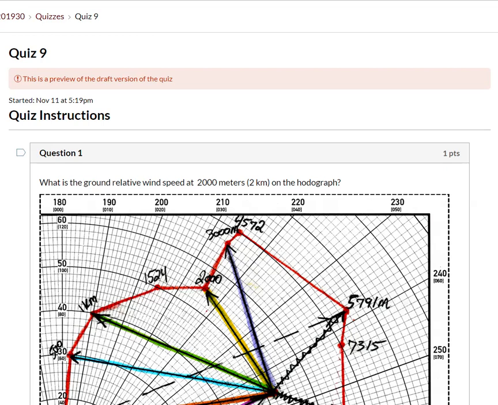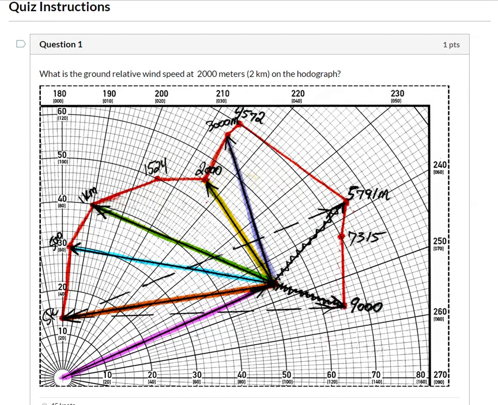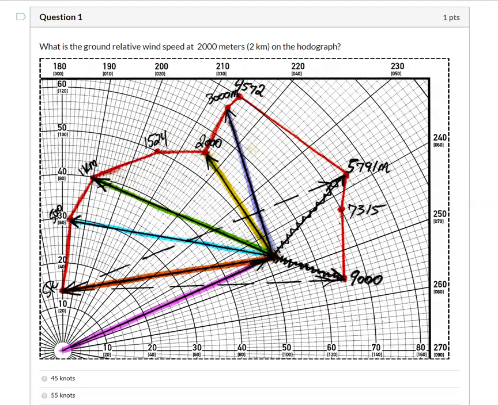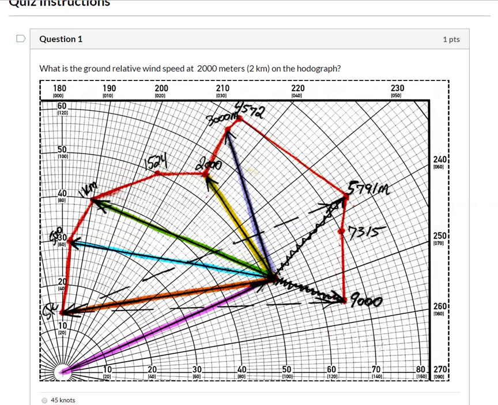So here's the deal for quiz 9. Basically, we're just going to be looking at hodographs, and I'm going to be showing you how to plot various kinematic or wind parameters. Okay. So for question 1, what is the ground relative wind speed at 2,000 meters? Basically, a little background on the hodograph.